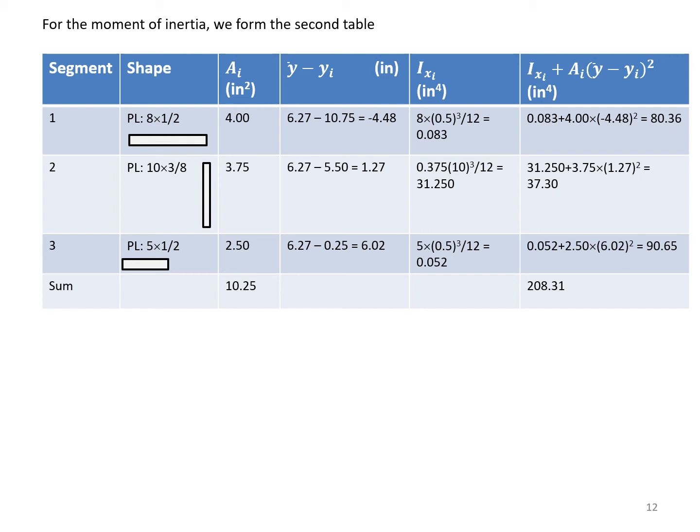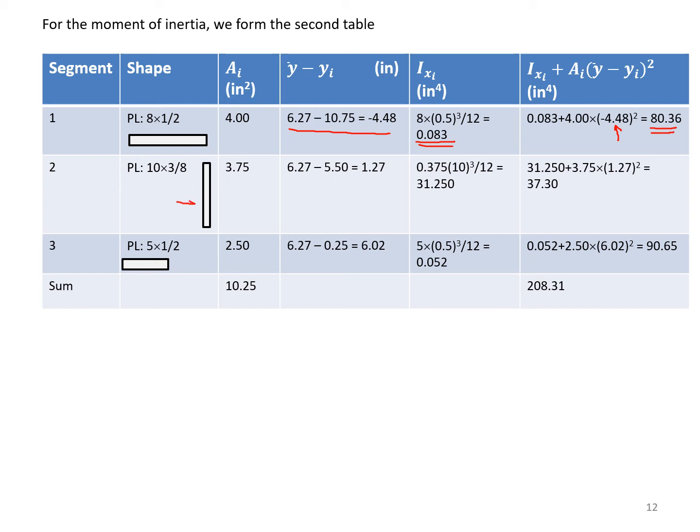Notably, here you find y bar minus yi. This is important. Again, some of these terms become negative, but that's okay because eventually they go to the power of 2, as you see here. This plate is flat. You notice that its moment of inertia is pretty small. Nevertheless, it produces a very large contribution to the total moment of inertia.